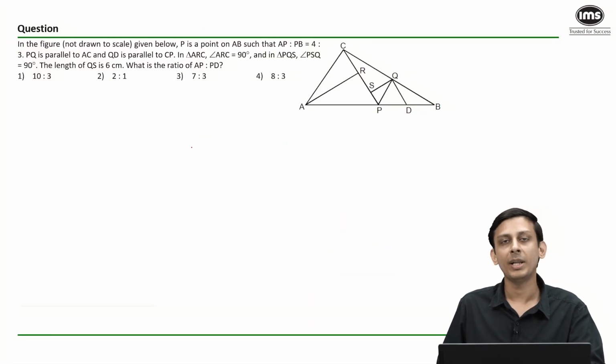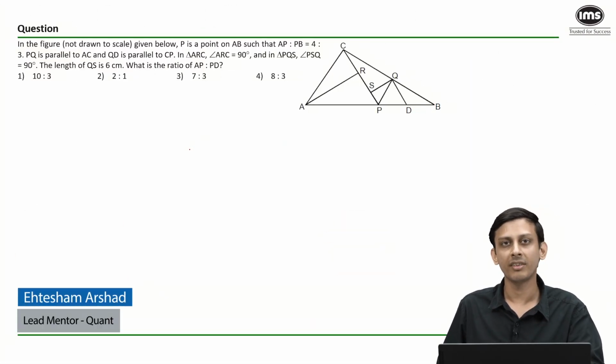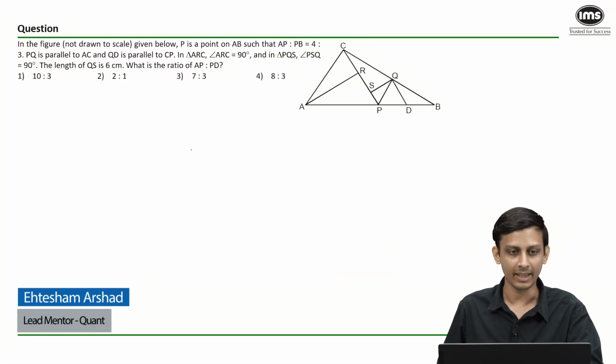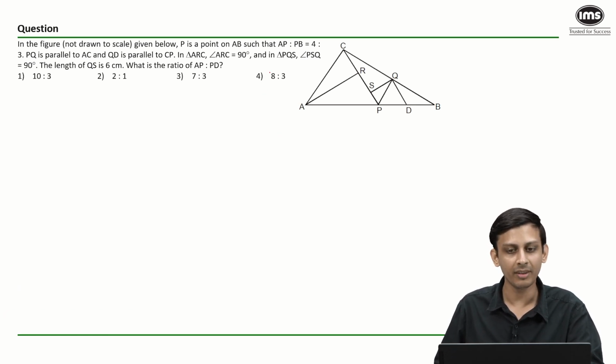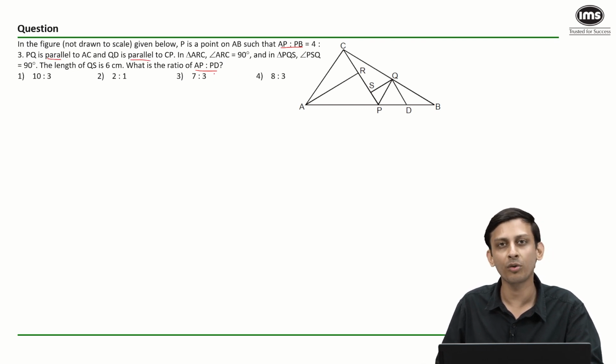In this session, we will be looking at past CAT geometry questions from CAT 2003 to 2008. So this first question seems like a difficult, complicated question, but we don't have to use all the information. We just have to find the ratio of AP is to PD. So we have to use this ratio of AP is to PB, and we have to use the information about parallel lines so that we use basic proportionality theorem. We will not be using 90 degrees and 6 centimeter.